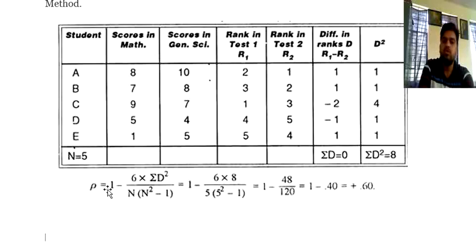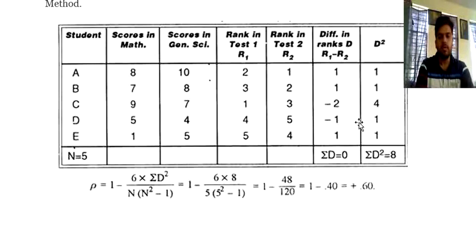So rho is equal to 1 minus 6 into summation d square divided by n into n square minus 1. This summation d square we already found. What is summation d square? That is 8. So now we will put this value 8 in this formula and we will get 1 minus 6 into 8 divided by 5 into 5 square minus 1. So this will be 1 minus 48 by 120, and that will be 1 minus 0.40, and that will be plus 0.60.